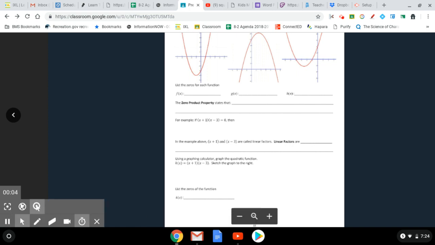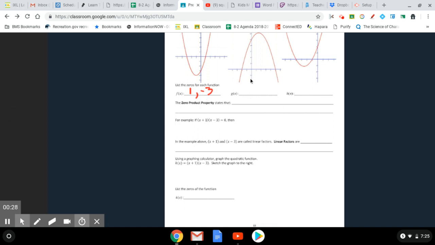Okay, so the first part was just asking you to list the zeros of the function. We talked about yesterday how that's the x-intercepts because that's where y is 0. So for this first graph, it would just be at 1 and -3. So that's all we had to write here.